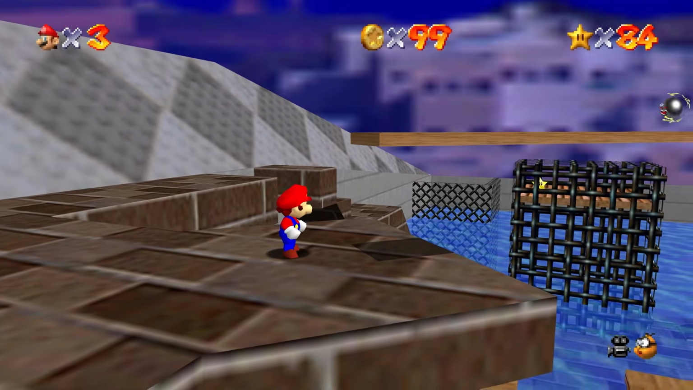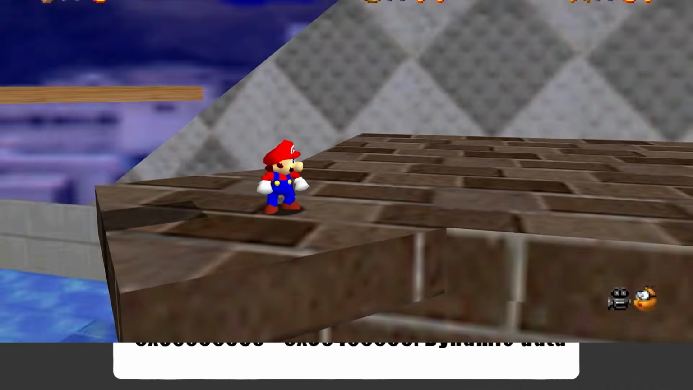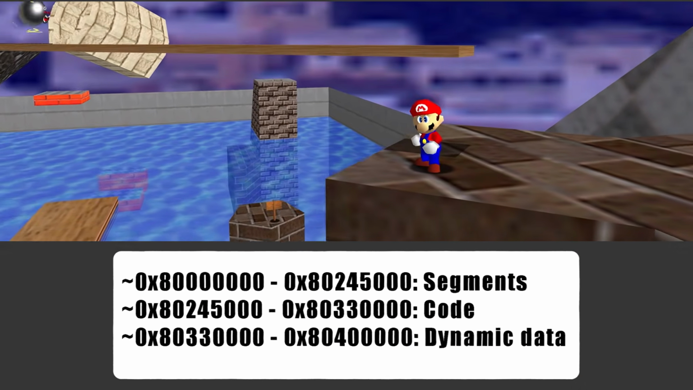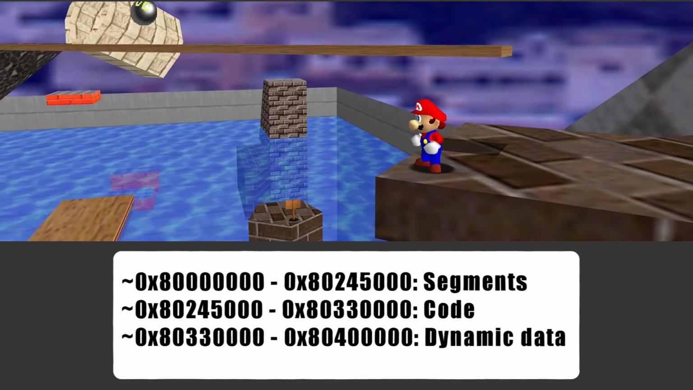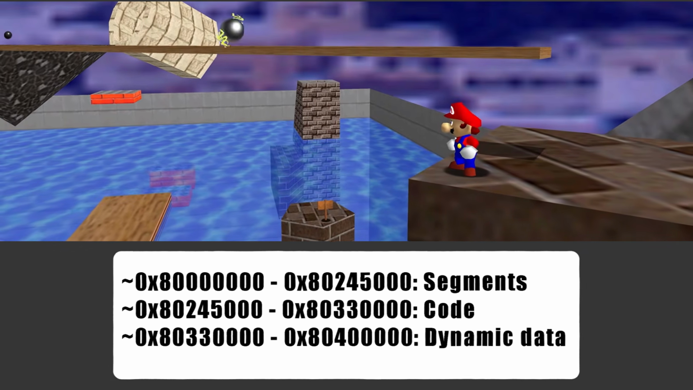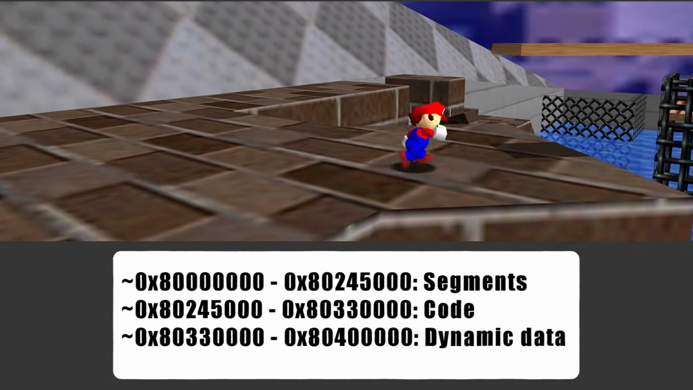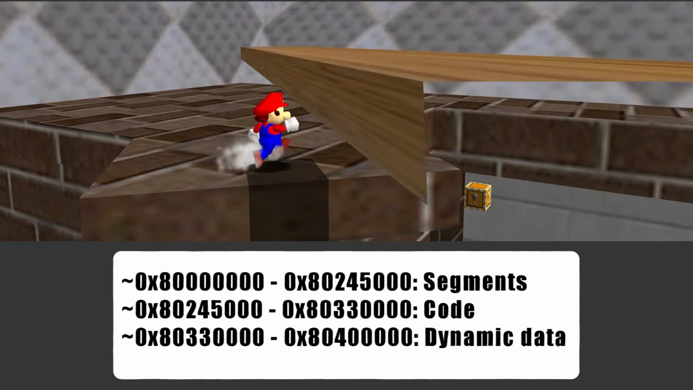Let's take a look at vanilla Mario 64's memory layout. Almost a full megabyte of this memory is read-only code. Another 2 megabytes is data that only ever changes once per level entrance. That means we can use the hidden bits and all these 3 million bytes reasonably.